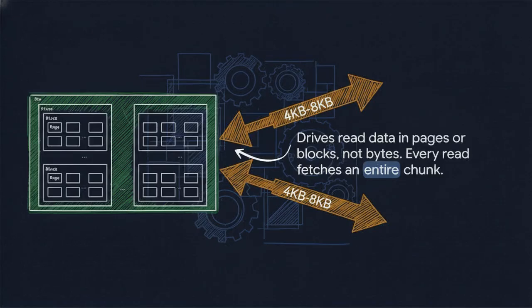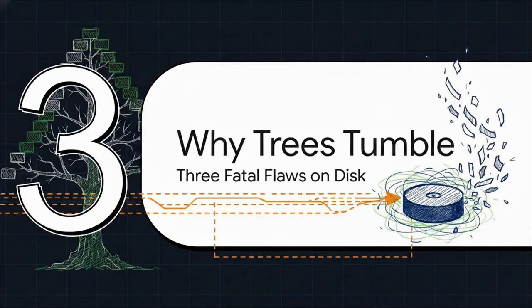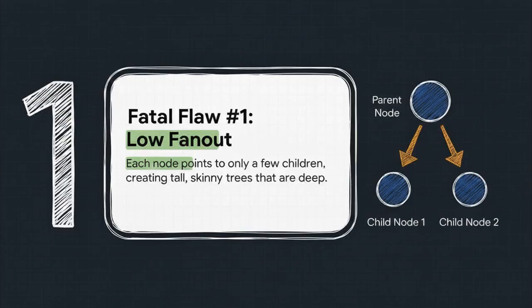And it gets worse. Disks don't read tiny little bytes one at a time. Nope. When you ask for one little piece of data, the disk goes and grabs a whole chunk, what we call a page or a block. So get this. Every single trip to the disk is incredibly expensive, and you're forced to read a ton of data even if you only needed one tiny part of it. Remember that. It's super important. Okay, so keeping all that in mind, the massive speed difference and the block-based reading, let's look at the 3 fatal flaws that make our BST just fall to pieces on disk.